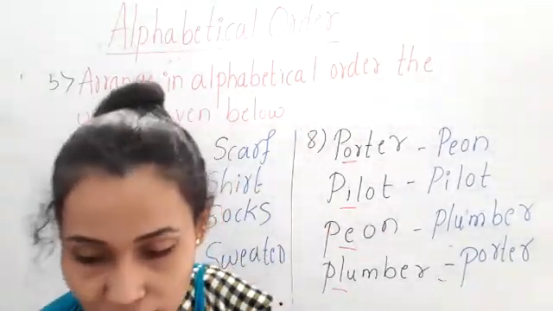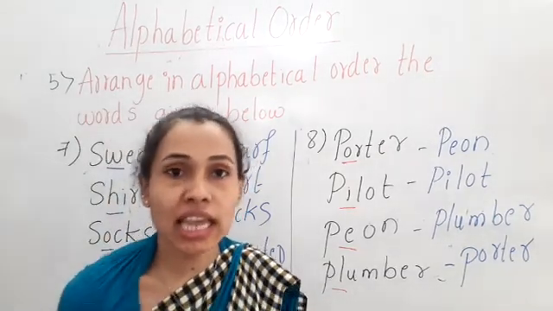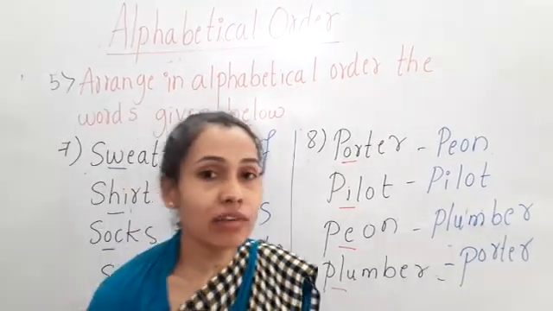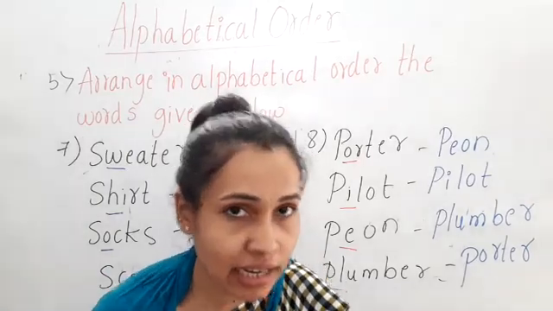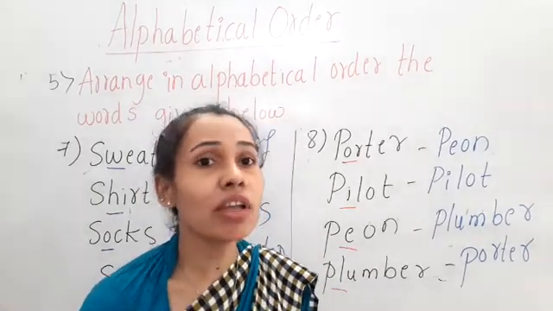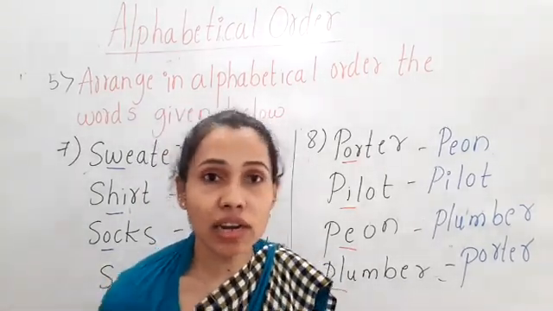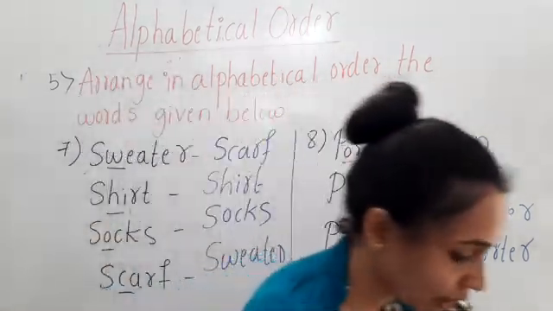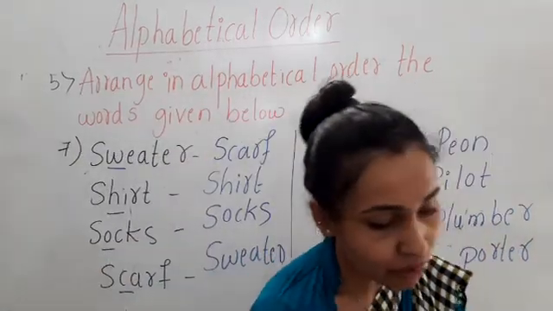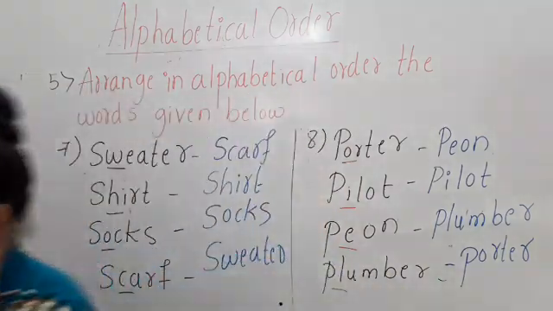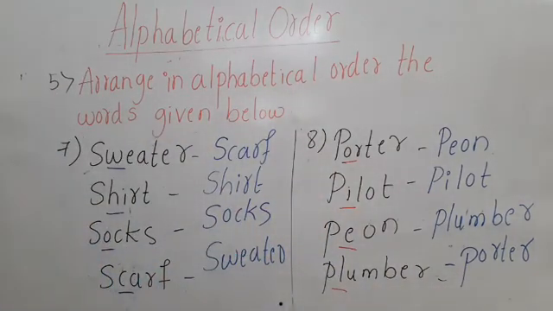So like this we have to arrange the words in alphabetical order according to the letters they start with. If the first letter is same in all the words, then we have to look at the second letter. If the second letter is also same, we have to move on to the third letter and so on. So like this we have to arrange the words in alphabetical order, children. Take the screenshot of this, children, if you want, so that later on you can write it.